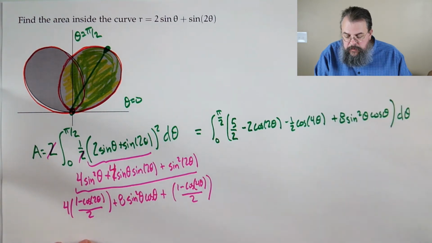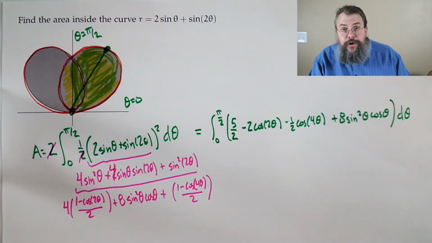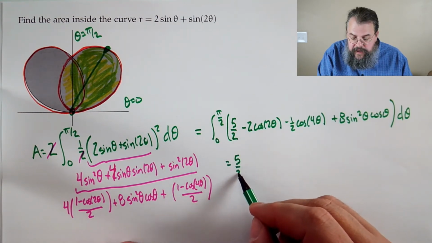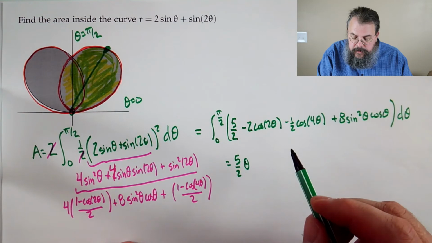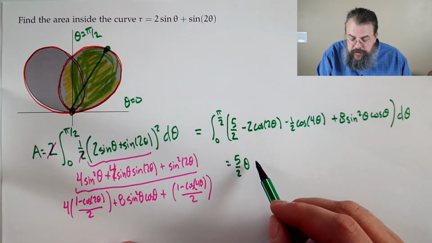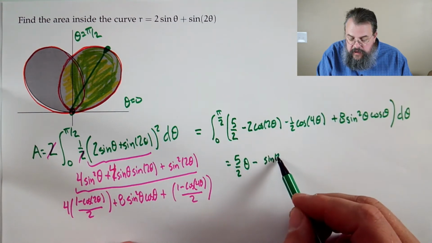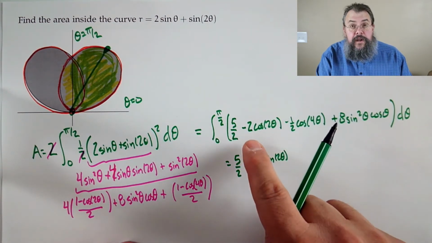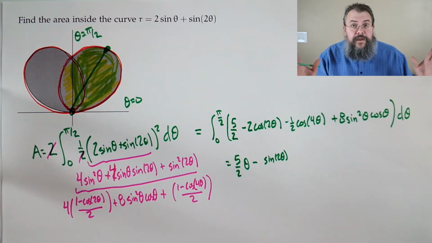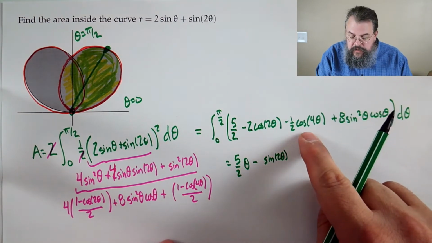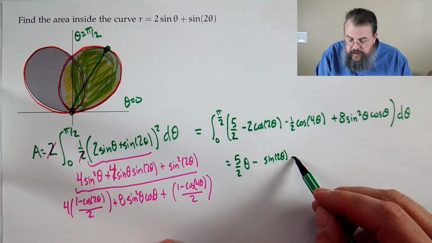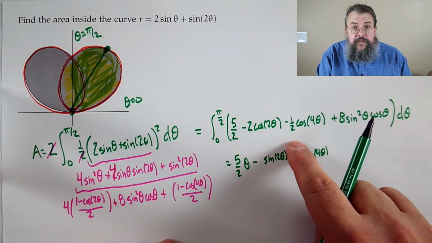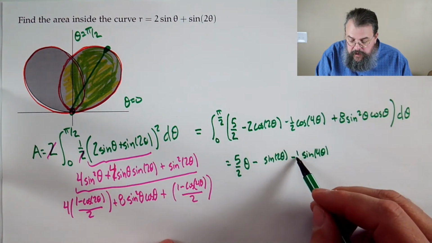Okay, well, let's integrate term by term. So we have 5 halves theta, all right. Here, the integral of cosine will be sine. And then, because of the 2 on the inside, we need to divide by 2. There's already 2 there, so sine 2 theta. Here, the integral of cosine is sine. But then we say, look, we've got to divide by 4. There's already a half there, so that makes it 1/8.